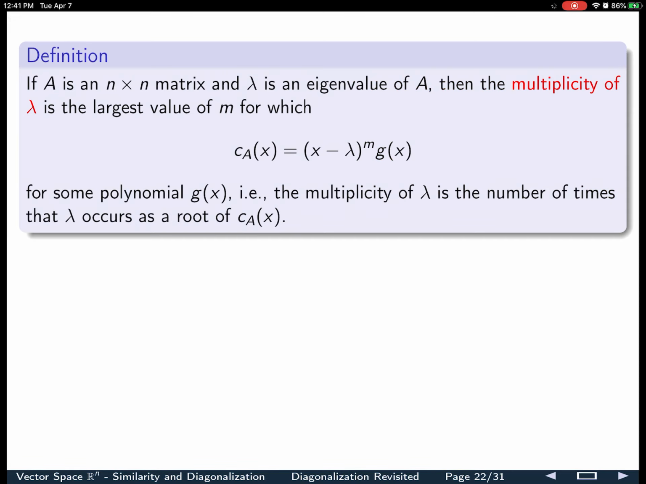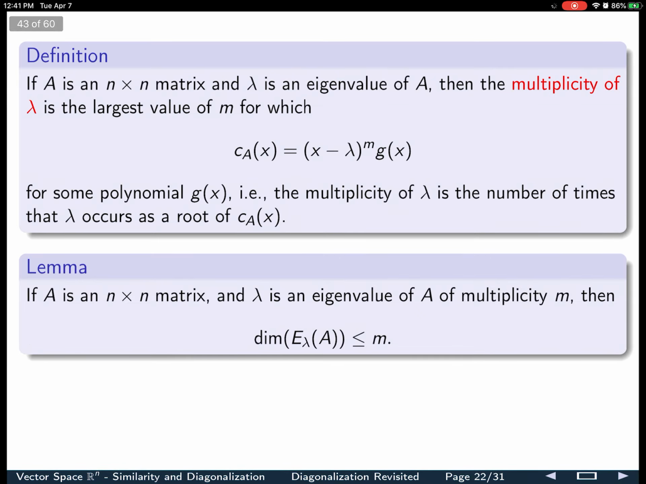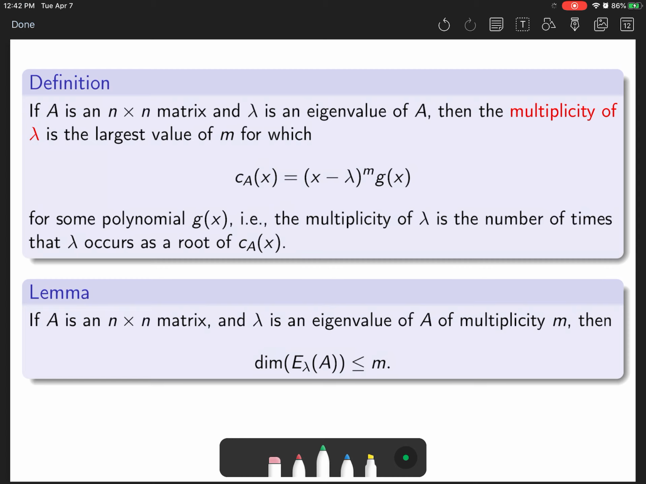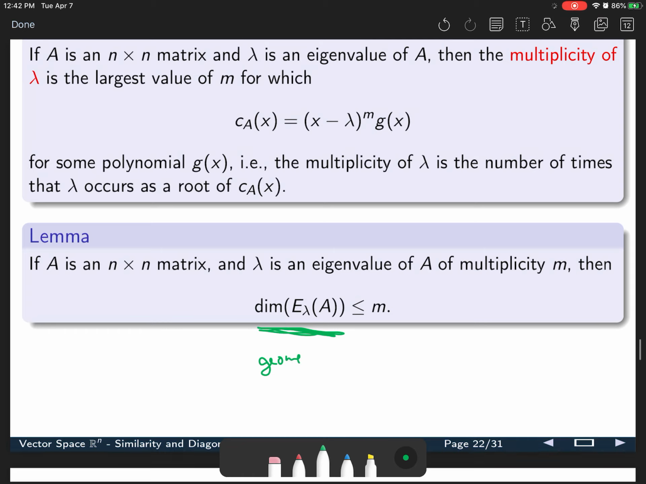Okay, and here we're using the language of multiplicity again. This is the algebraic multiplicity, the number of times a given eigenvalue shows up in the characteristic polynomial. And this piece is the geometric multiplicity. This is the number of linearly independent eigenvectors.